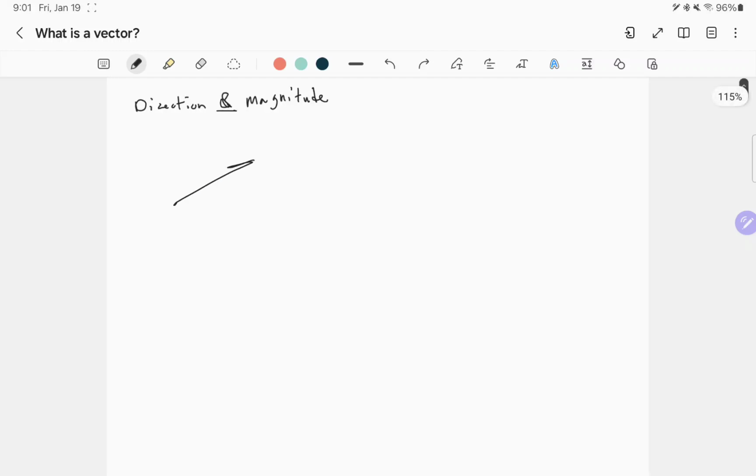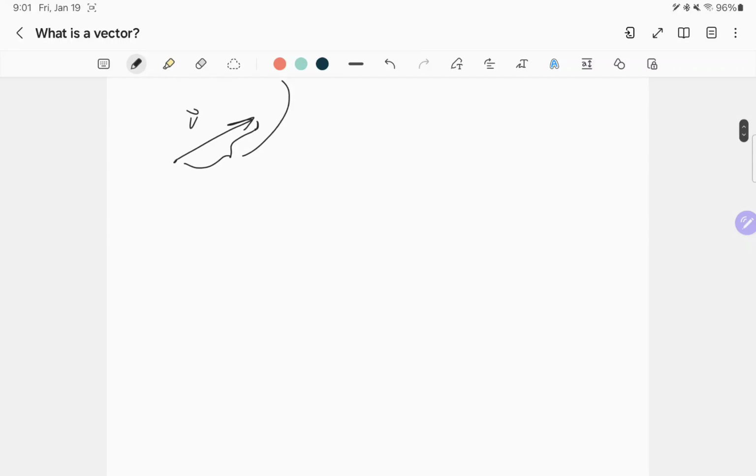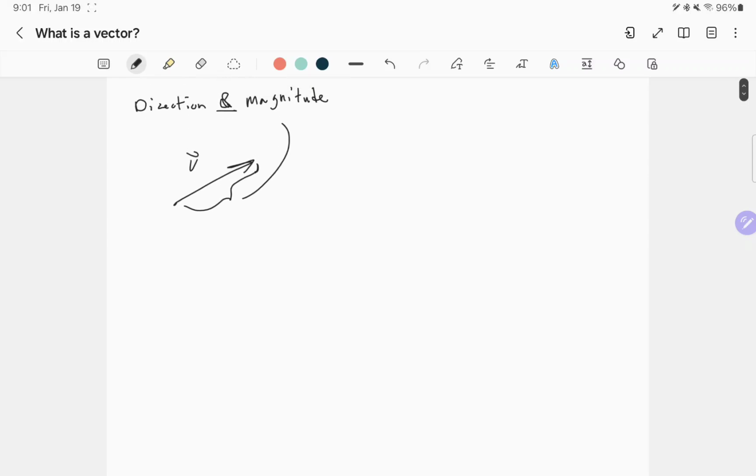So let's just say we had our vector like this, and let's just call it v. Its direction would be the direction it's pointing in, and the magnitude would just be the length, like right there. Which is nice, right? So what are some examples of a vector?